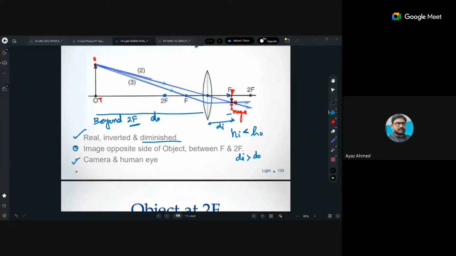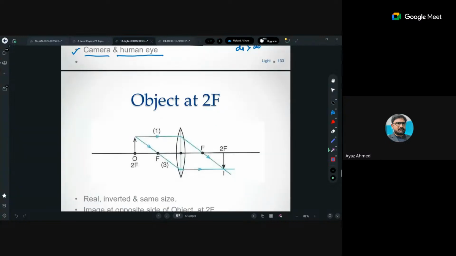In the camera and the human eye, this type of image formation takes place, and the image is formed between f and 2f. If you are taking biology as well, this is the structure of the human eye. Here the image is formed on the retina, and that transfers it further.